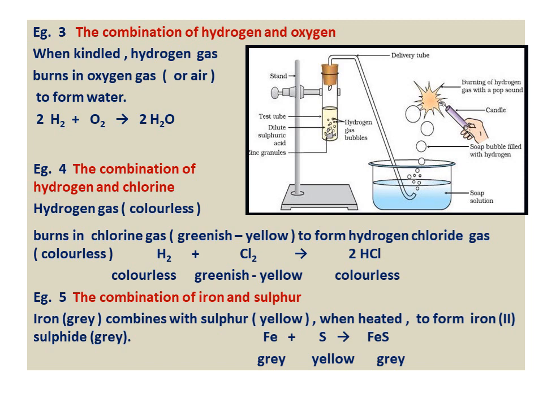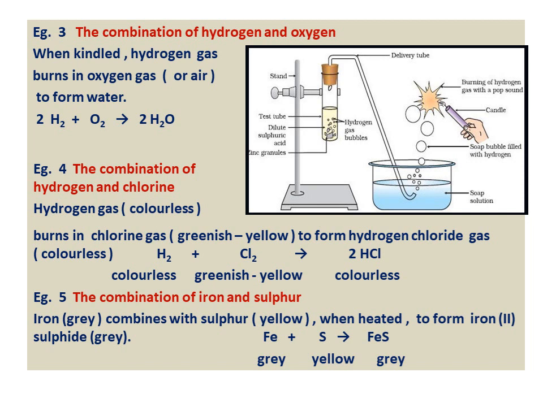Example 4, the combination of hydrogen and chlorine. Hydrogen gas, which is colorless, burns in chlorine gas, which is greenish yellow, to form hydrogen chloride gas, which is colorless. H2 plus Cl2 gives 2HCl. H2 colorless, Cl2 greenish yellow, HCl colorless.